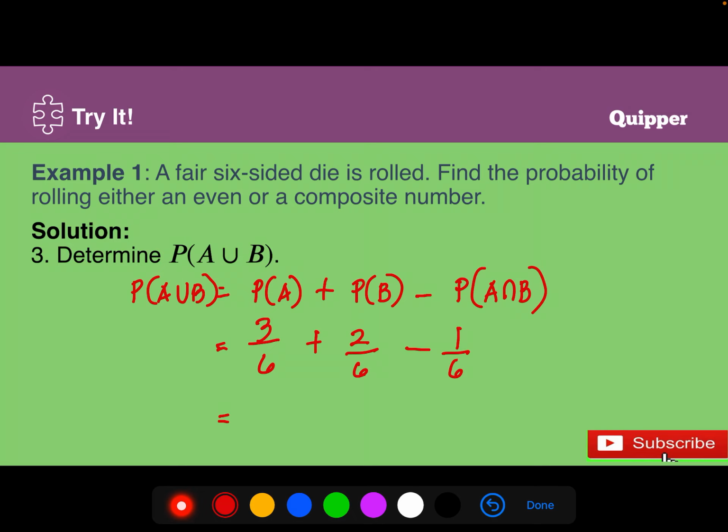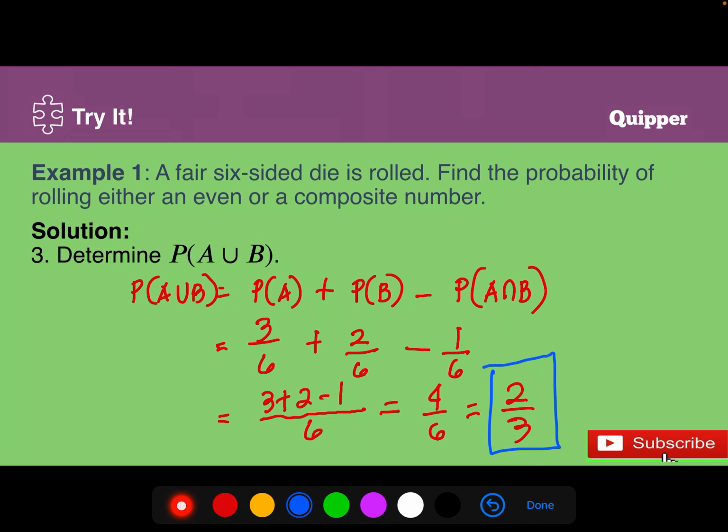As you observe, the fractions are similar fractions, so it's easy for us to add and subtract these fractions. Just copy the common denominator, then operate the numerators. 3 plus 2 minus 1, and that is equal to 4 over 6. And reduce to lowest term. Divide both numerator and denominator by 2, so we have 2/3. Therefore, the probability of A union B is equal to 2/3.